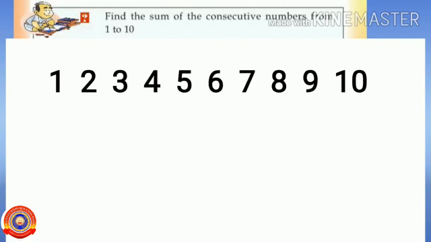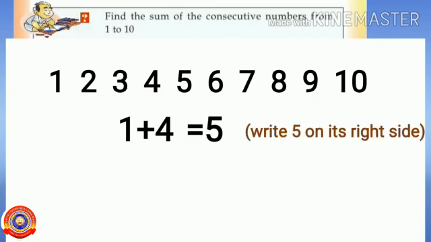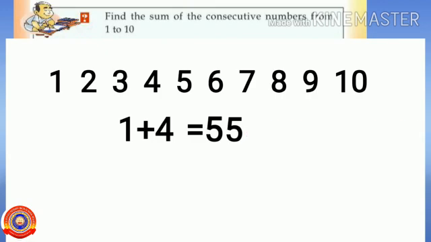Then find the least number in this series. Which is the least number here? Yes, 1. Then add 4 to the least number. So 1 plus 4 equal 5. Again write 5 on its right side. So 5 becomes 55. So the sum of consecutive numbers from 1 to 10 is 55.